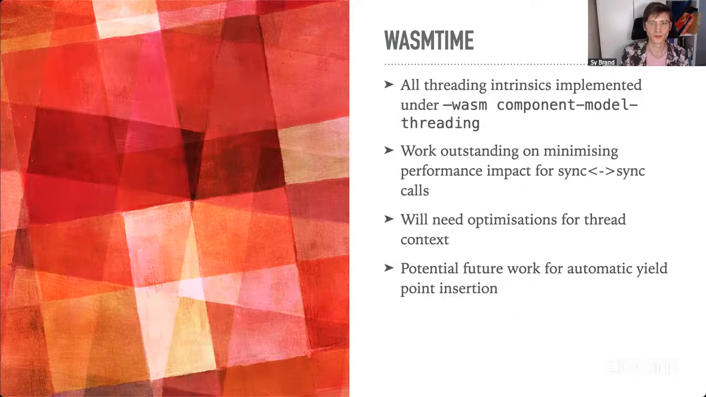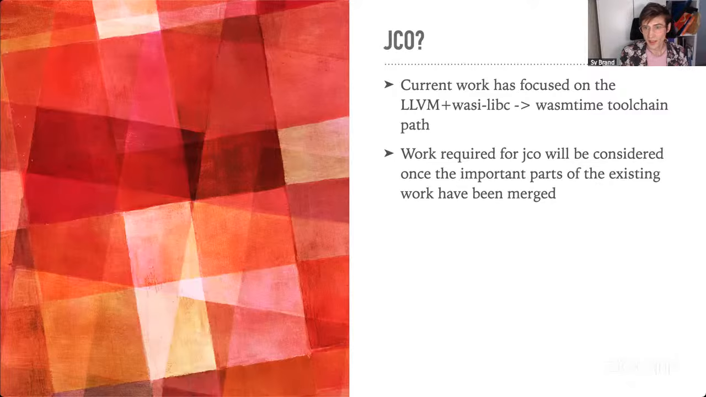There's also potential future work for automatically inserting yield points. So if you want to adapt some code that is very CPU bound and doesn't have yield points there, maybe we can insert them into function prologues or loop headers, things like that. JCO, as I said, my current work has been focused on the LLVM through to Wasmtime toolchain, and I'll be considering what needs done in JCO after the important parts of this have been merged.